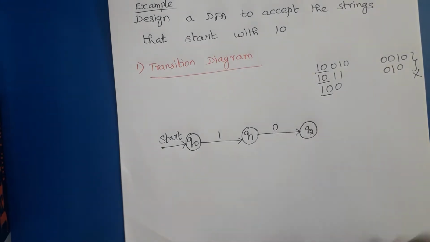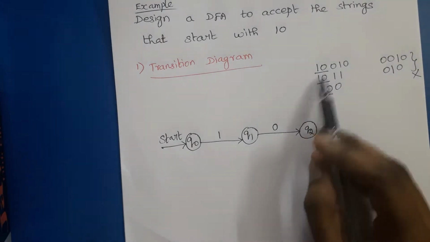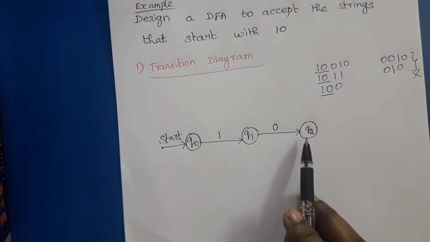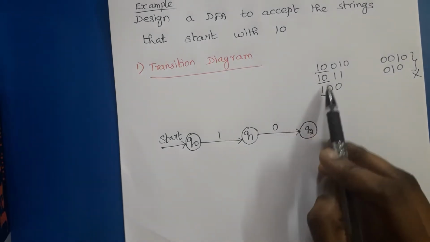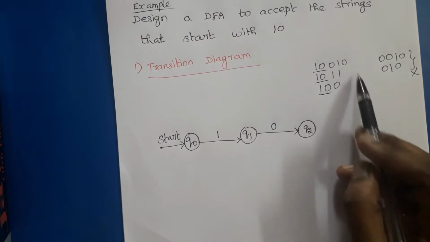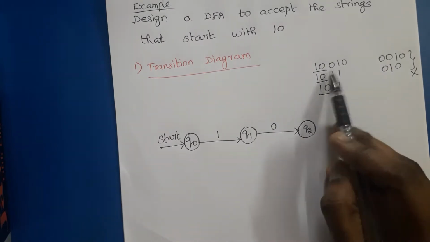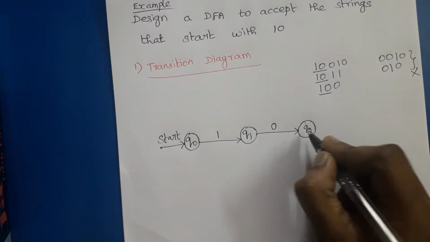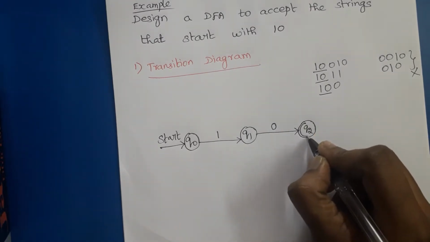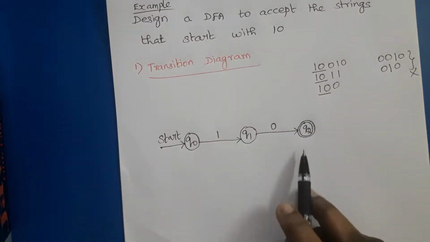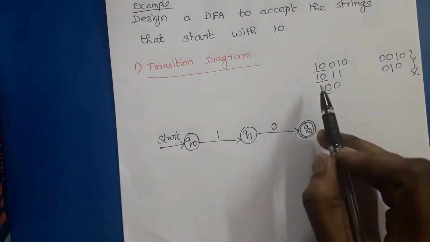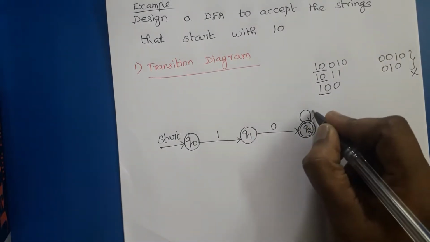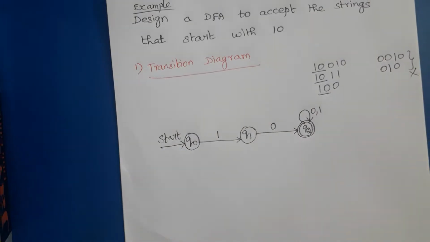This is state Q2. So all the strings that start with 1 0 will end up in state Q2. After recognizing 1 0, whatever the input symbols may be, any number of zeros and ones, the state must remain in the same state. We need to consider Q2 as an accepting state. Normally the final or accepting states are represented with a double circle.